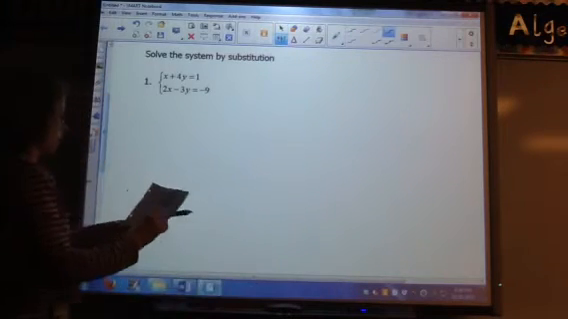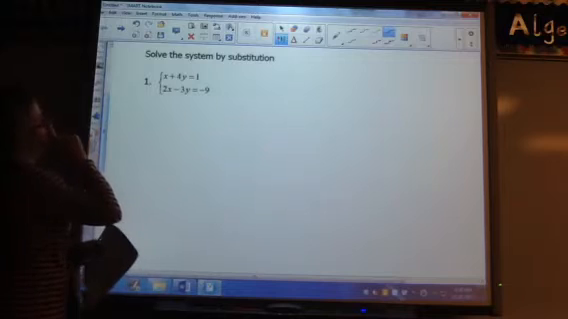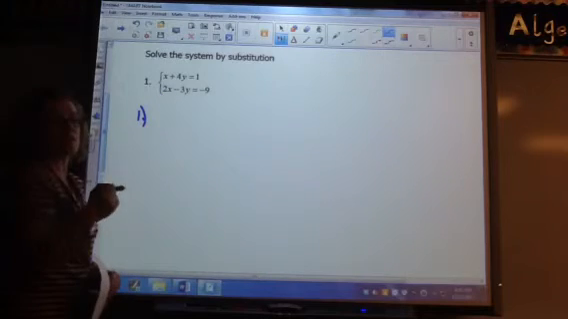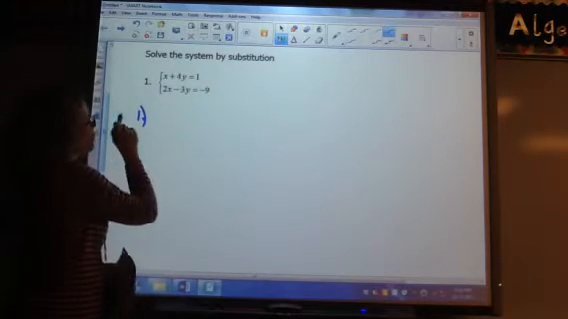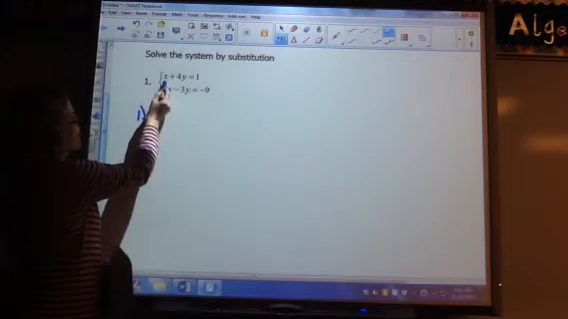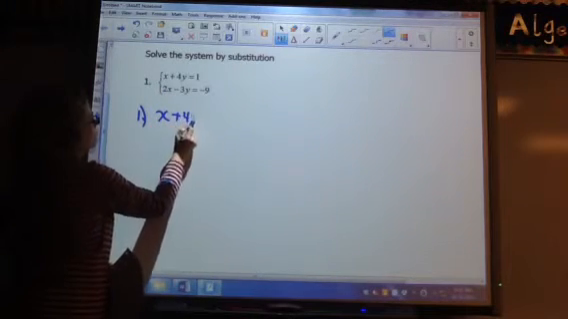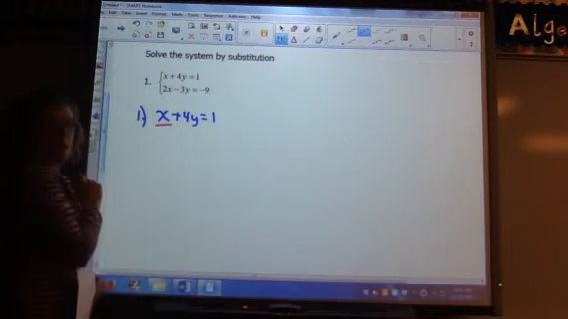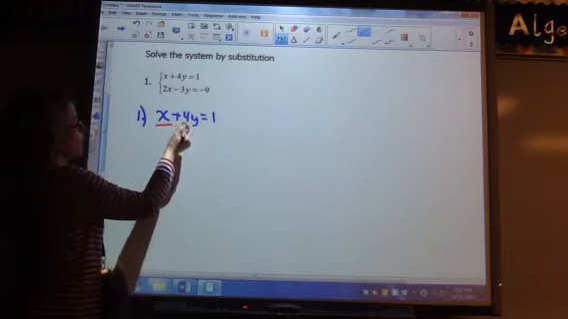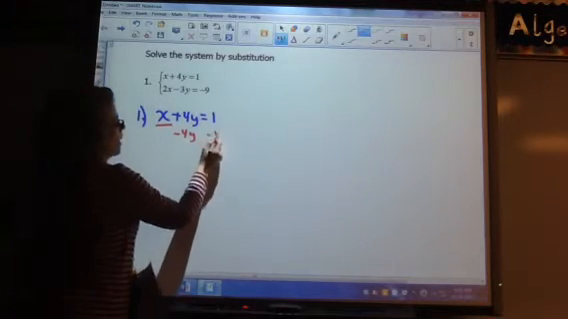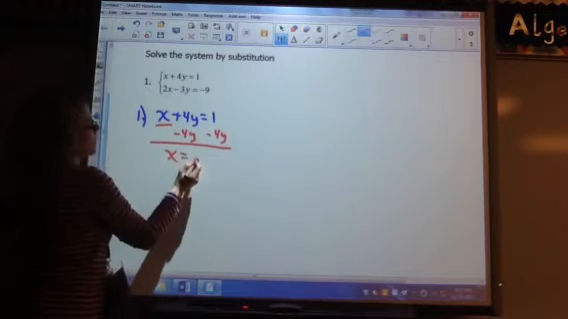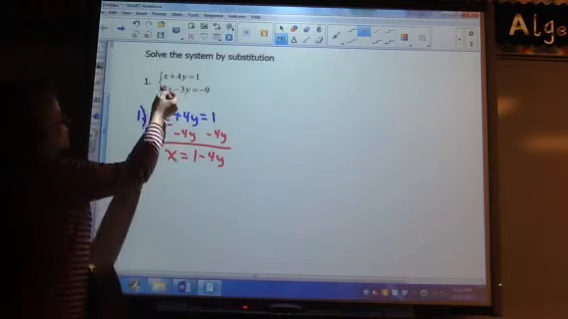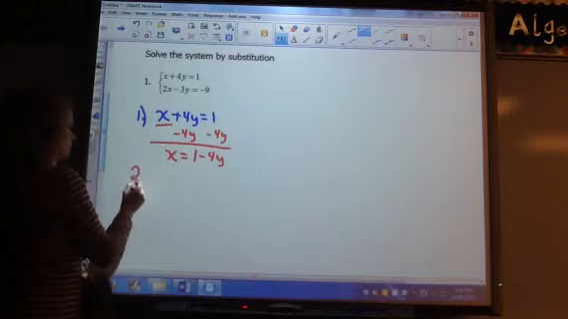Alright, so what we're going to do first, and I'm going to go ahead and label the steps. What we're going to do first is take one of the equations and solve for one of the variables. So I'm going to pick this equation, and because x is already by itself, I'm going to solve this equation for x. I want to isolate my variable x, so the inverse of a positive 4y would be a minus 4y. So x equals 1 minus 4y. Okay? So first step is to take one of your equations and solve for one of the variables.